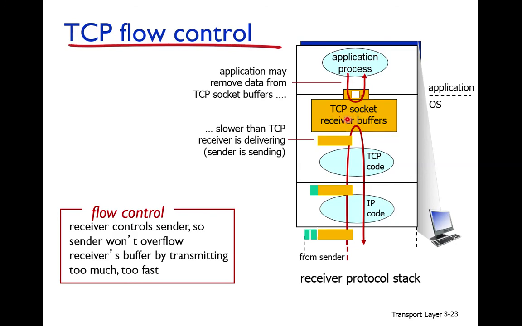But this receiver buffer is finite space. When it becomes full and more packets arrive, those packets will be discarded. So to avoid this overflow of the receiver buffer, we use TCP flow control. Let's discuss how TCP flow control works.